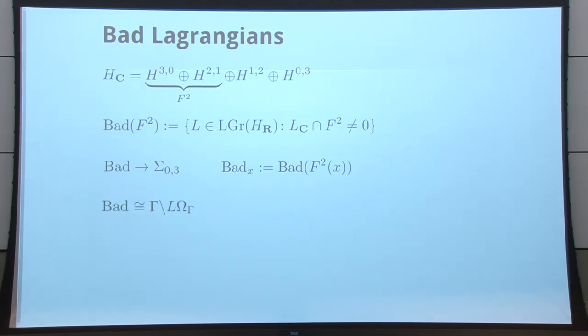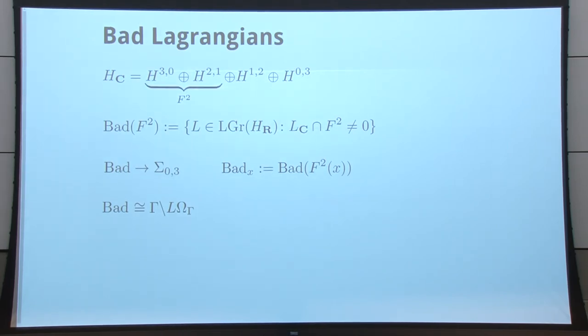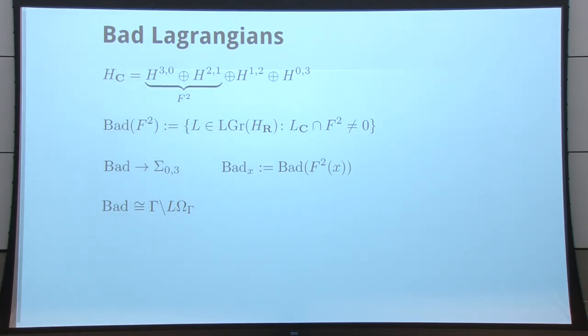OK. So now the key theorem is that this bundle of bad Lagrangians can be identified with the quotient we had previously. Remember, L omega gamma was the domain of discontinuity. If you take the quotient by the group, you get the circle bundle. What was interesting to me is that I worked my way backwards from what should be true if that formula held.